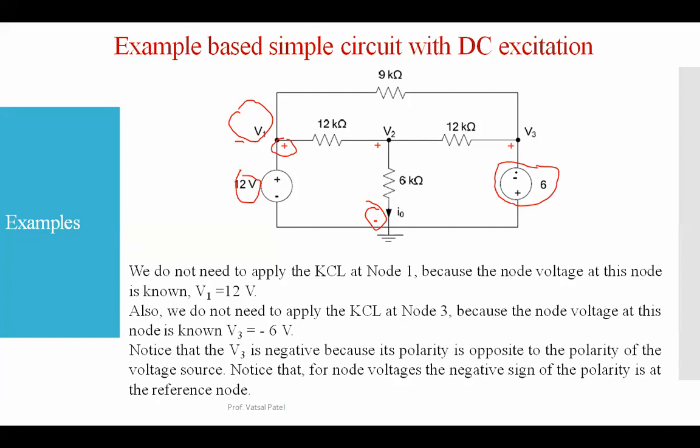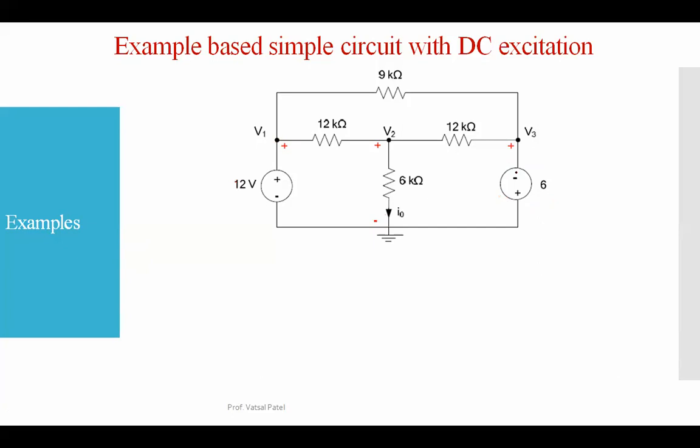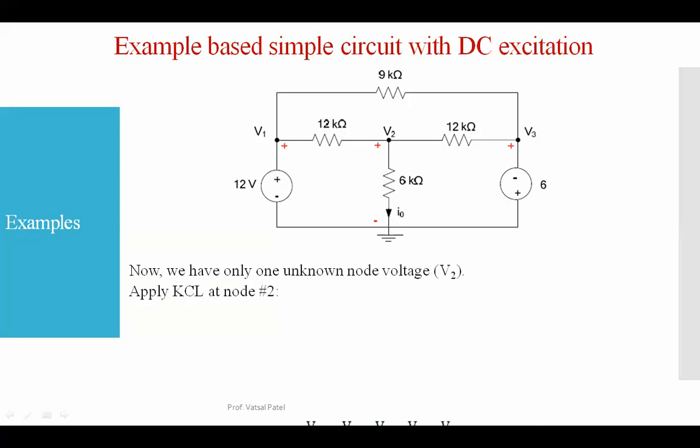So now, can we apply KCL at node number 2? We apply KCL at node number 2. You can assign the current direction first of all, and according to that, you can identify this equation. First of all, it is written with reference over here. So V2 minus 0 divided by 6, that is the I0 component. V2 minus V1, it is of 12 kilo ohm.